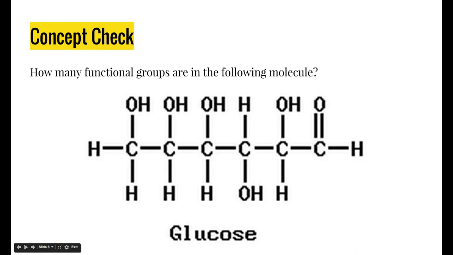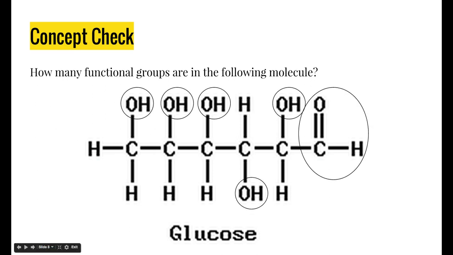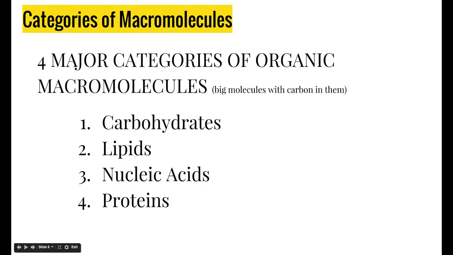So, quick check. Take a look at this molecule right here, glucose, and see if you can count how many functional groups are in this molecule. Good, so hopefully you were able to get that there are 6 functional groups. So here's one on the end, and then you have 5 of your alcohol groups.